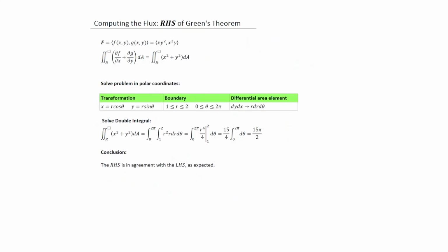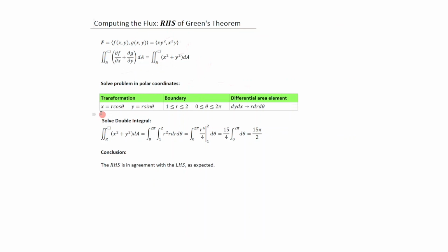All right, so now let's redo the calculation on the right-hand side of Green's theorem. Again, this is the field vector that we're dealing with. So we need to take the partial of f with respect to x and add it to the partial of g with respect to y. If you do that, you'll end up with x squared plus y squared dA. The next thing is to do this double integral, and given that it's circular, it would be appropriate to solve this integral in polar coordinates.